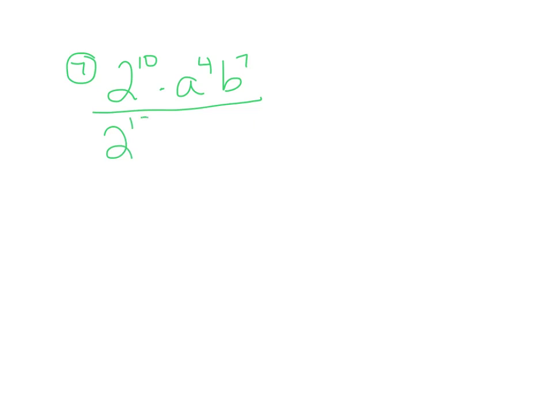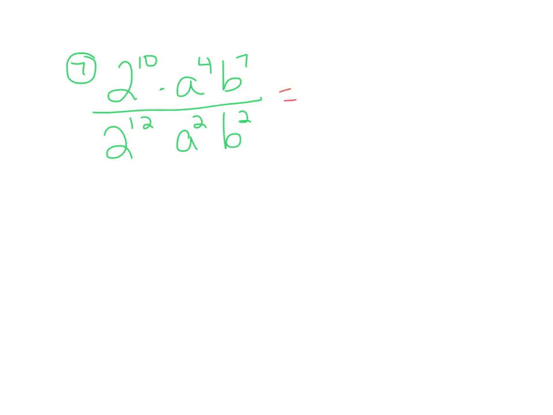All right, so let's see what you can do with this one. I want you to try this one. Let's go 2 to the 10th times a to the 4th, b to the 7th, over 2 to the 12th, a squared, b squared. So again, hit pause if you need to, and then when you're ready, check your answer.